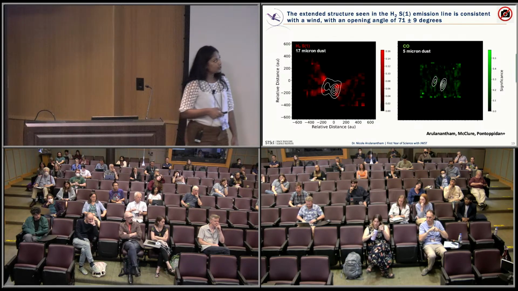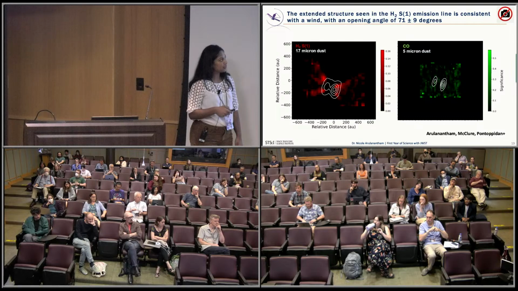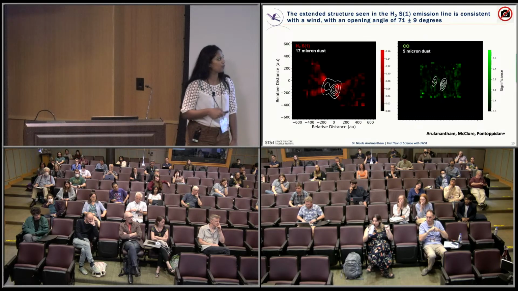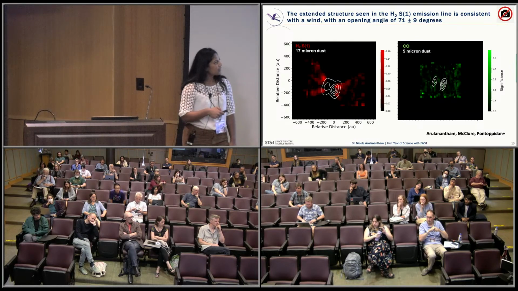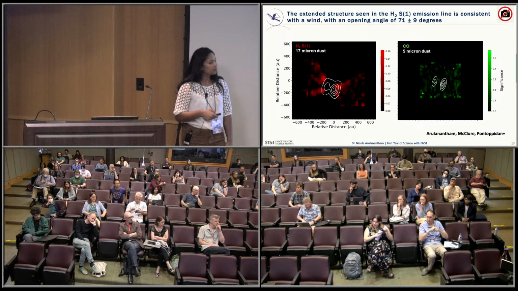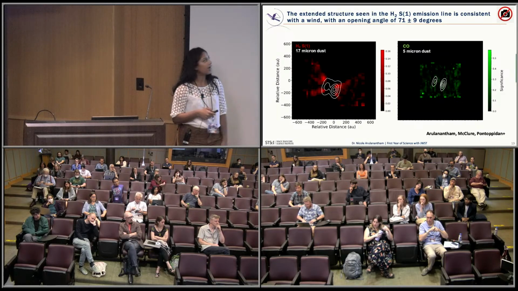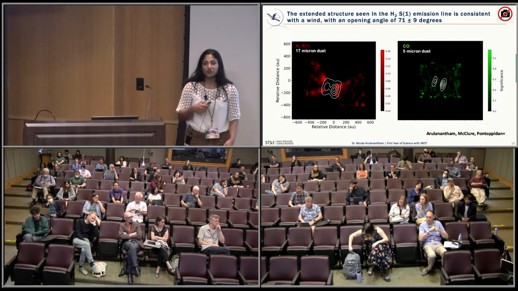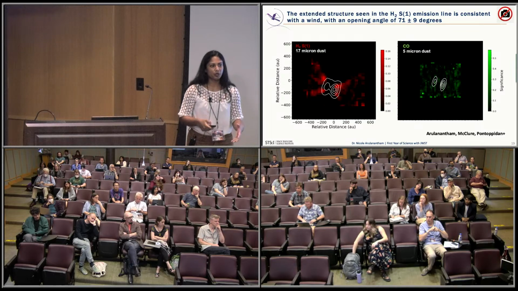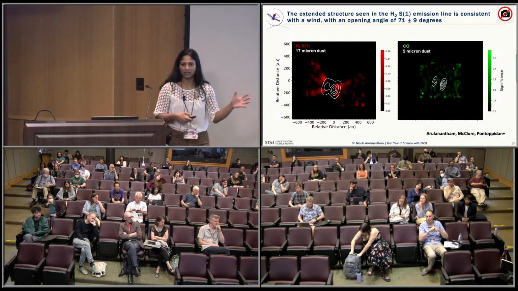But when we look at the H2 image, we see something very different, right? We see this very beautiful, spatially extended X that's sticking up above the dust contours that are shown here in white. And if we measure the angle of each of these little V shapes that together form the X, we see that that has an opening angle of about 71 degrees. And this is very consistent with what models predict disk winds to look like.